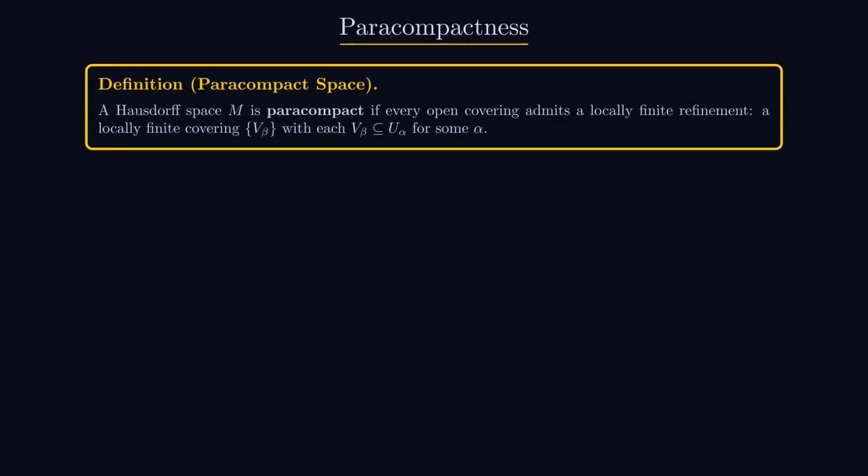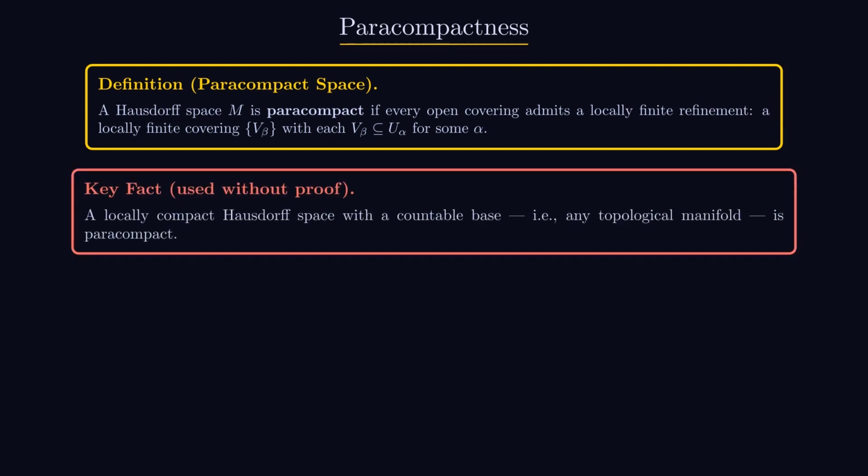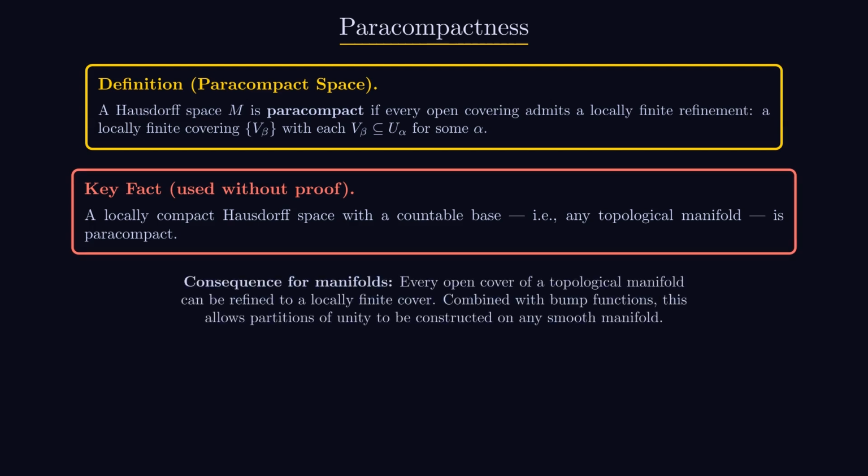The natural question is, can we always construct such a cover for any manifold? This leads us to the concept of paracompactness. A Hausdorff space M is paracompact if every open covering admits a locally finite refinement. A locally finite covering where each set V beta is contained in some U alpha. Any locally compact Hausdorff space with a countable base, in particular any topological manifold, is paracompact. Consequence, every open cover of a topological manifold can be refined to a locally finite cover.